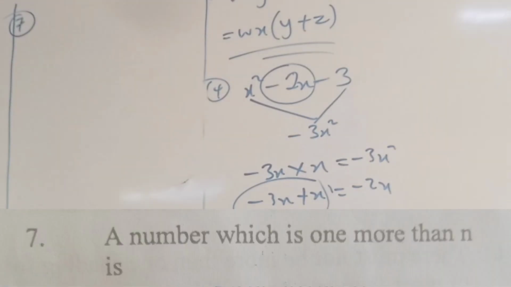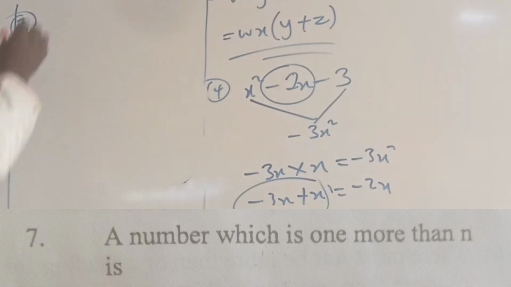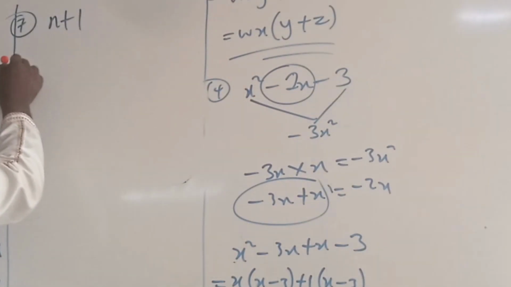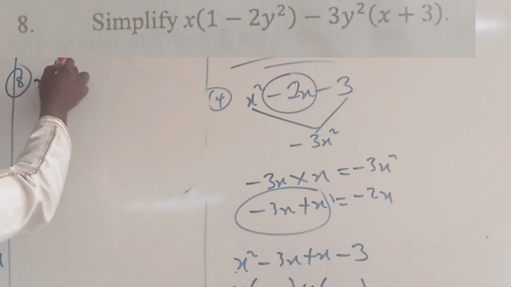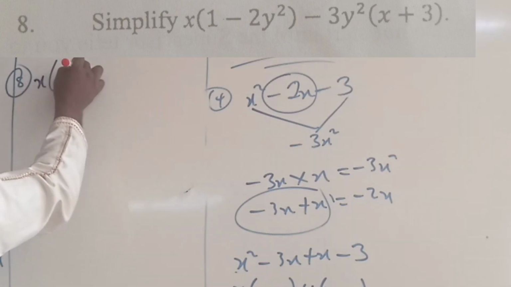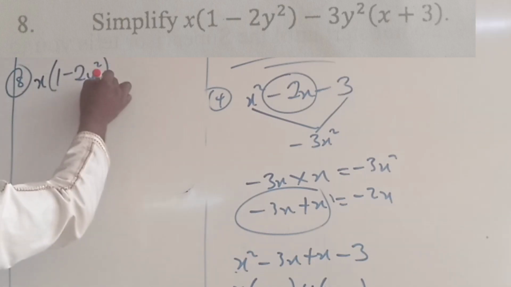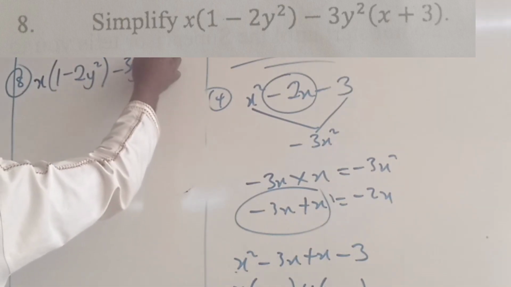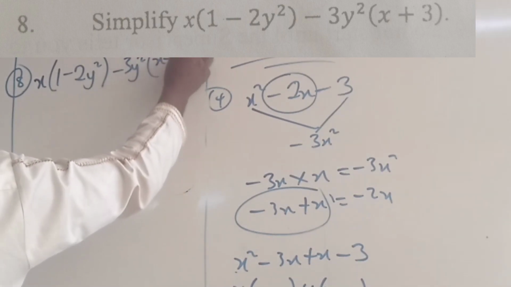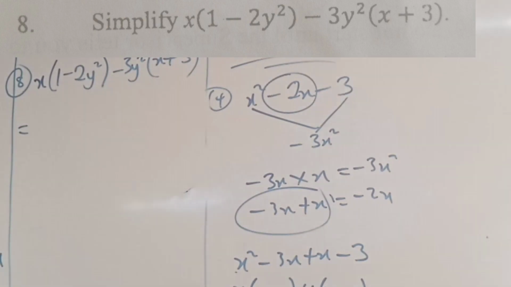A number which is 1 more than n. That is n plus 1. So that's the answer, n plus 1. Number 8. Simplify x into bracket 1 minus 2y squared minus 3y squared into x plus 3. So what you're going to do, we open the brackets.